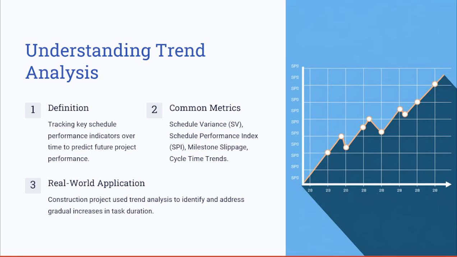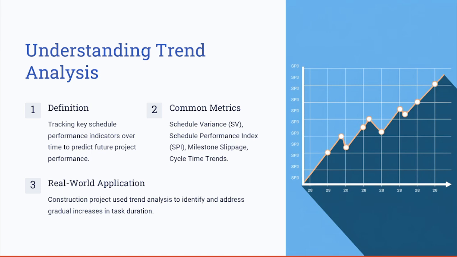Again, as a definition, trend analysis involves tracking the key schedule performance indicators over time. It's used to predict future project performance based on past trends. Common metrics used in trend analysis include the schedule variance, which is the SV. If you recall, SV is equal to the earned value, or EV, minus the planned value. Also you have the schedule performance index, which is SPI, and that equals the earned value, or EV, divided by the PV, or the planned value.